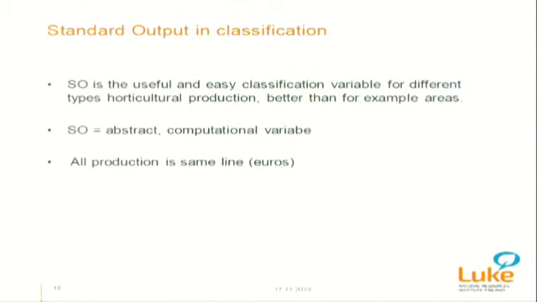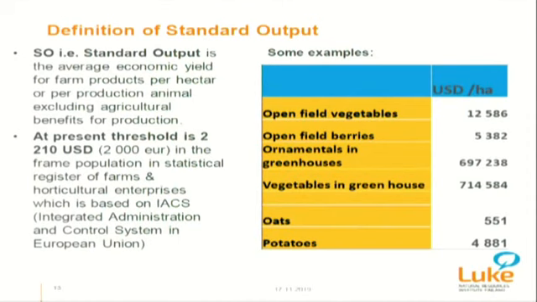And we are using standard output in classification. Standard output is a useful and easy classification variable for different types of horticultural production, better than, for example, areas. And standard output is an abstract computational variable, and it puts all production on the same line, euro line, or money line. Standard output is the average economic yield for farm producers per hectare or per production animal, excluding agricultural benefits for production.